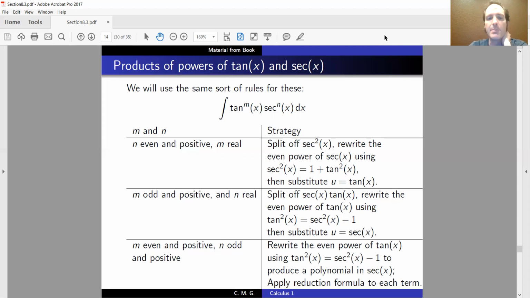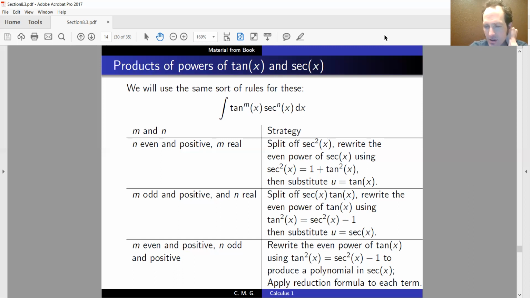And then finally, if I have an even tangent power and an odd secant power, I cannot do either of those previous tricks. The previous tricks rely on secant being to an even power, so that I can do this secant squared bit, or tangent being to an odd power, so I can take a tangent and a secant off and do a tangent squared substitution. Instead, what I'm going to do is rewrite the power of tangent using tangent squared. That's going to give me a polynomial in secant. And it's not going to be a nice polynomial in secant, but that's the idea.